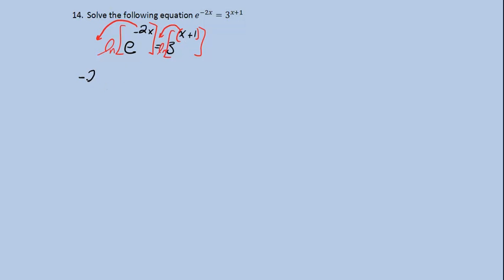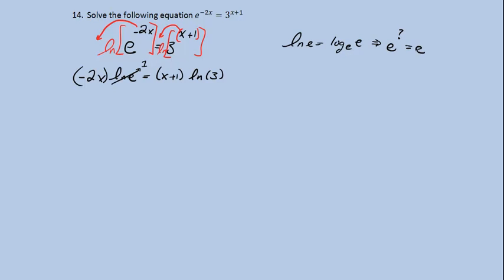So this will give us negative 2x ln of e equals the quantity of x plus 1 times ln of 3. So I used my logarithmic properties to pull the variables out of the exponent, and ln of e just gives you a value of 1. Remember, ln of e is really log base e of e, and this asks: e to what power gives you e? That clearly has to be a value of 1, because e to the 1 is that question mark. Therefore, we know ln of e has to equal 1.